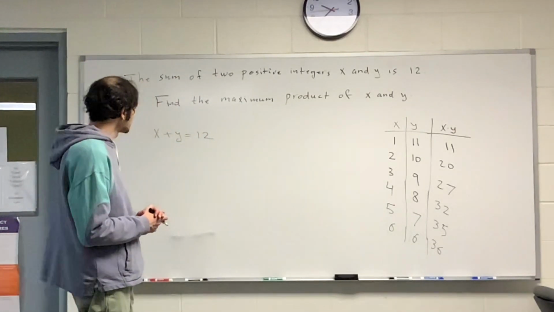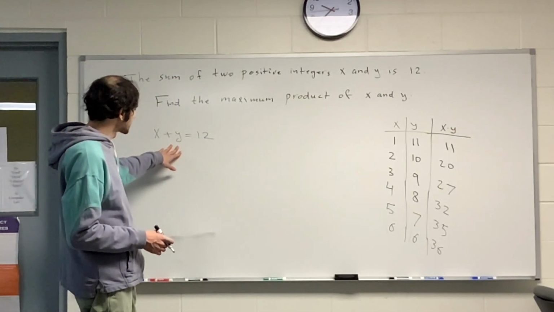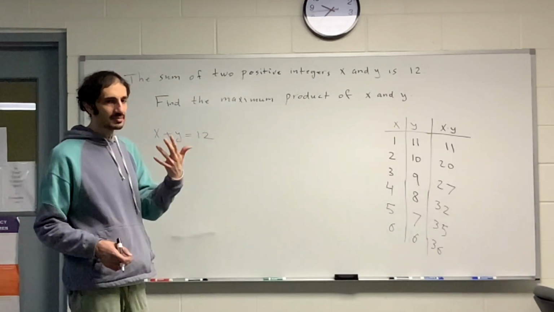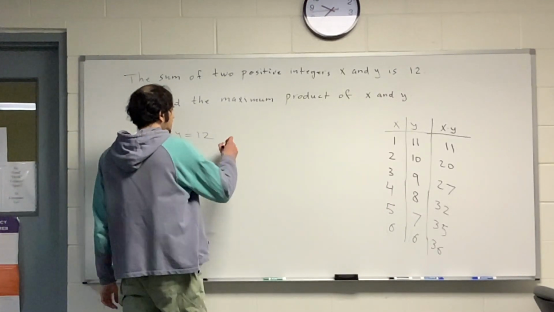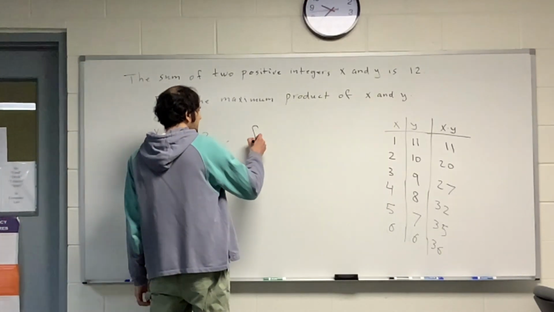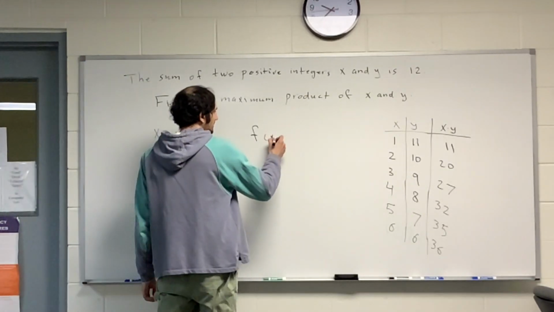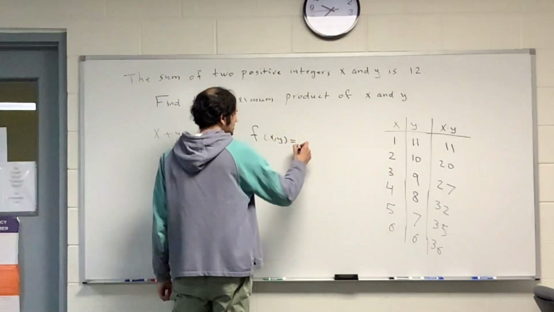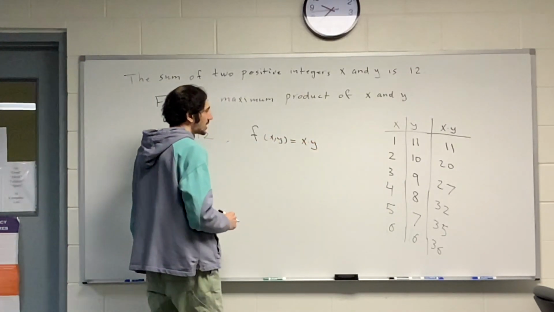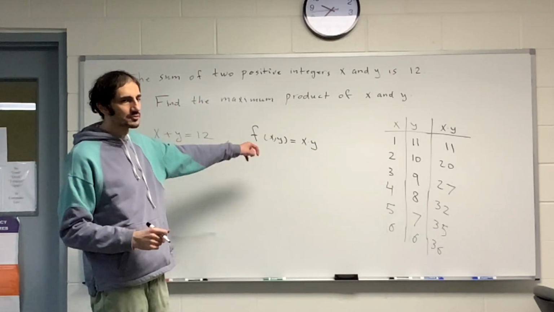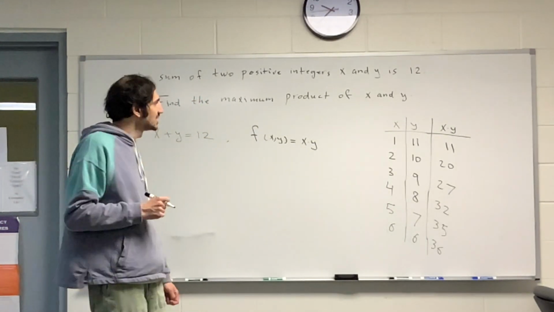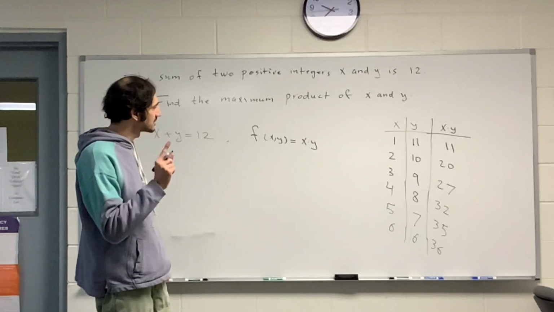So let me take a look. I already have this relation between x and y, and I want to maximize the following function. Now I have this function, which is a function in terms of x and y, and this function is the product of x and y. And again, I have a function of two variables, which is not nice. I want to make it a function of one variable.